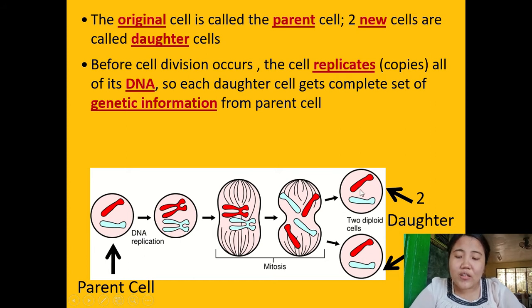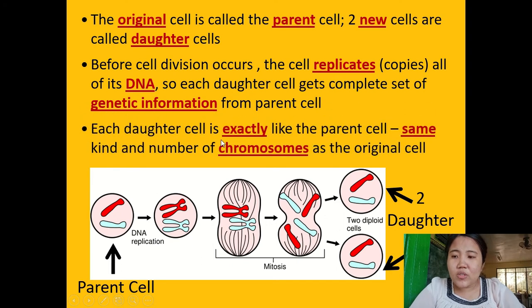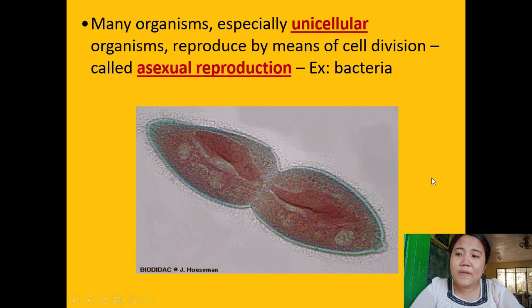So these daughter cells are called diploid cells. Take note, two diploid cells in cell division are considered identical. Each daughter cell is exactly like the parent cell, with the same kind of chromosomes as the original cell. So whatever number of chromosomes is found in the parent cell will also be the same in the daughter cells.